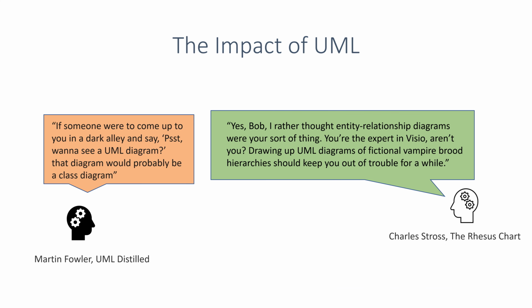Here's a fun quote from our beloved Martin Fowler, as well as one from Charles Stross's The Rhesus Chart. Fowler says, if someone were to come up to you in a dark alley and say, "Psst, want to see a UML diagram?" That diagram would probably be a class diagram. And Stross tells us, "Yes, Bob, I rather thought entity relationship diagrams were your sort of thing. You're the expert in Visio, aren't you? Drawing up UML diagrams of fictional vampire brood hierarchies should keep you out of trouble for a while."